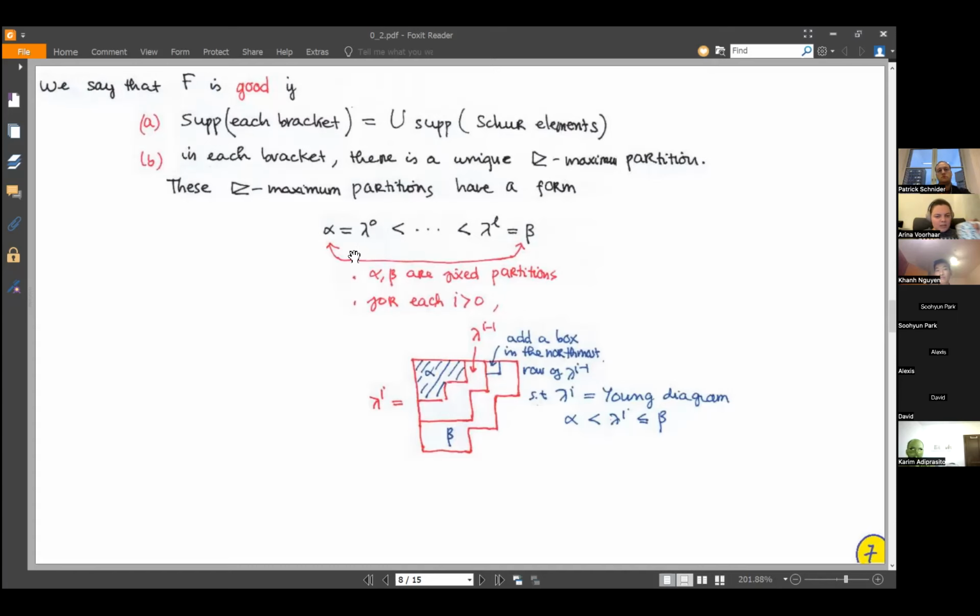like this: first we fix two partitions alpha and beta. And then to construct the partitions lambda 0 to lambda L in the middle, we follow this rule. Suppose that we already constructed lambda i minus 1. To construct lambda i, we just need to put a box in the northmost row of lambda i minus 1, such that the result lambda i is still a Young diagram or partition, and it is bounded by the two partitions alpha and beta.